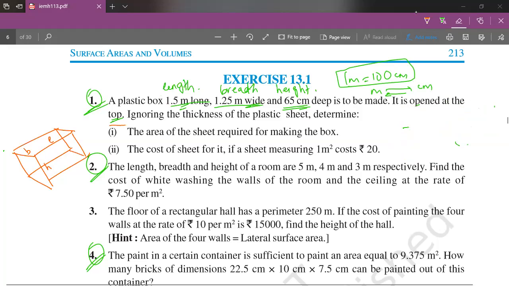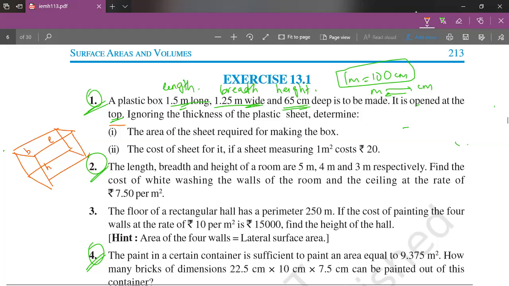Now what do I mean by open at the top? Say for example you take a pencil box. A pencil box is open at the top because you need to insert pencils or pens in it, so it will always be open from the top. On its sides it will be closed, but on the top it will be open. So we can take the example of a pencil box.